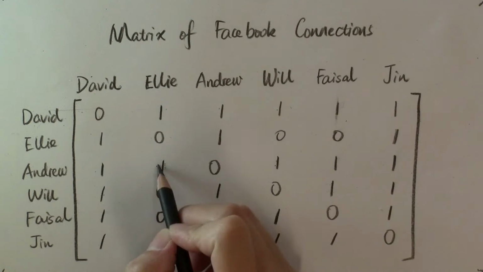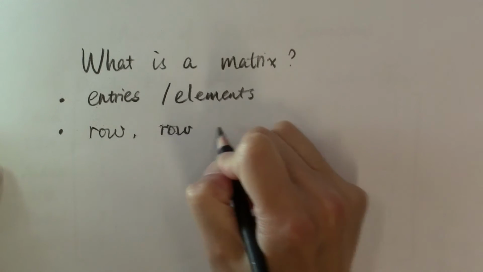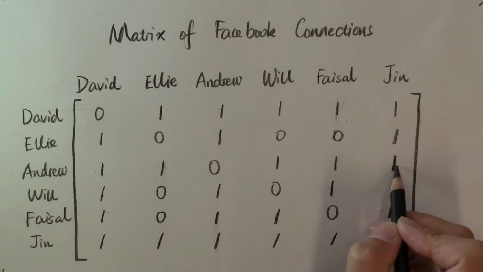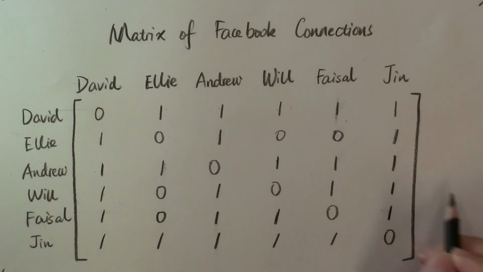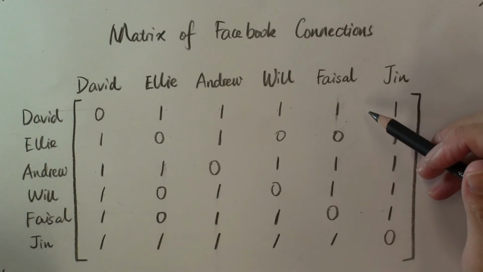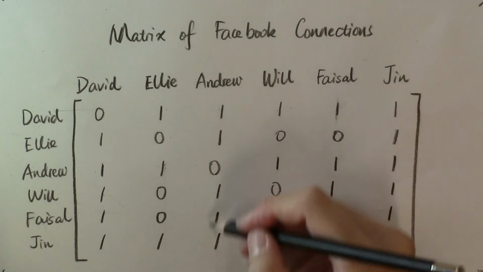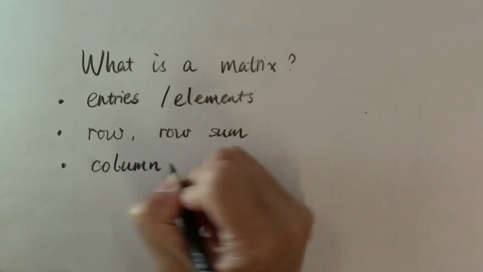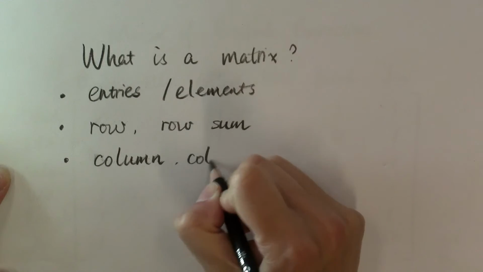If you add up the entries of the third row, the result is called a row sum. And in this example, the row sum of the third row tells you about how many connections Andrew has in this network. Equivalently, in this example, you can also look at the vertical arrays of this matrix. Each vertical array is called a column of a matrix. If you add up the entries of a column, you get a column sum.